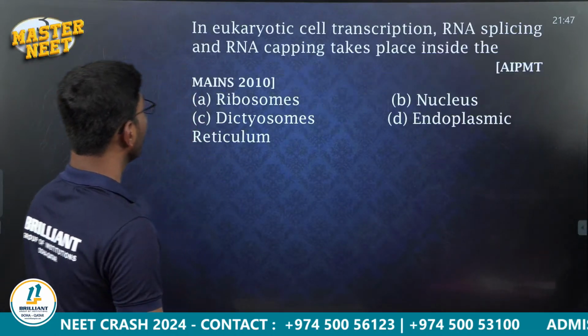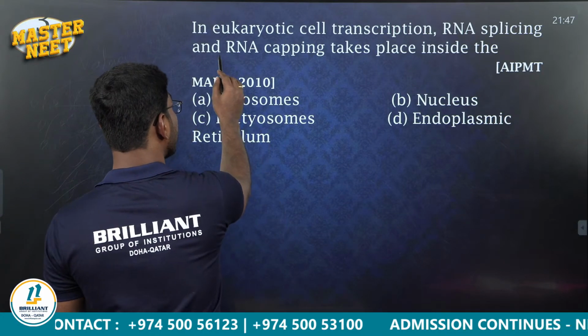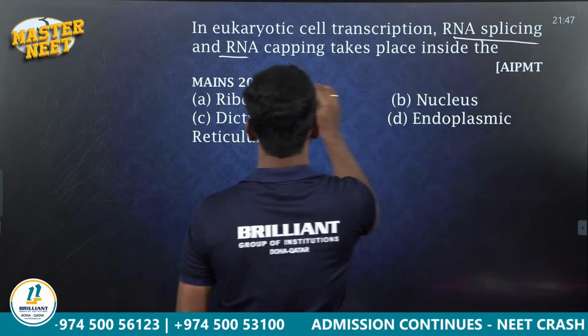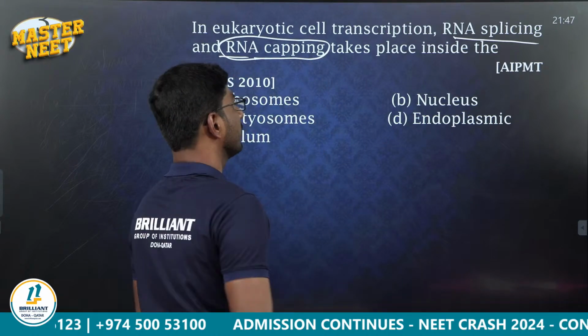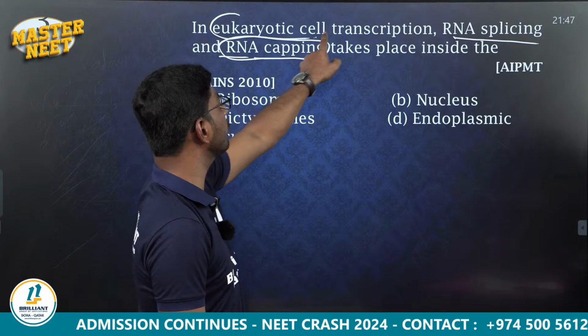What is the mismatch? In eukaryotic cell transcription, RNA splicing, RNA capping takes place inside. What are they asking? Eukaryotes. Any one of you, cross-check that chart.